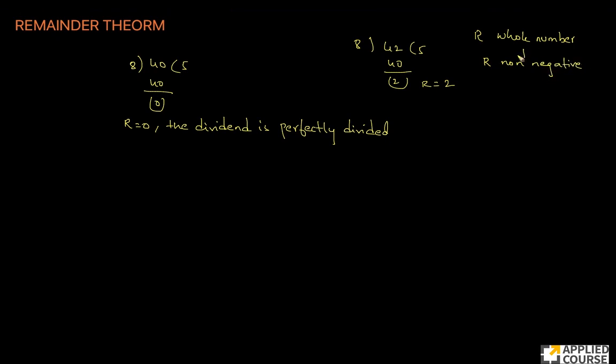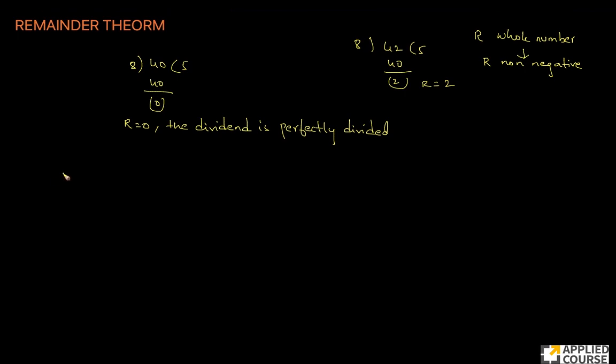What does that mean? The remainder should be non-negative. The remainder should not be negative at all. You need to have a positive value always for the remainder. Clear?